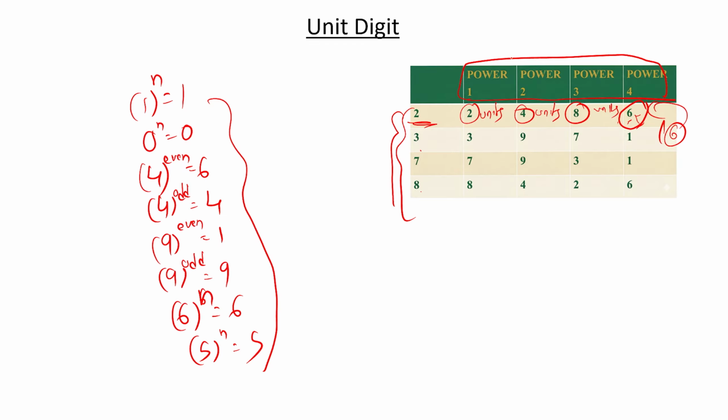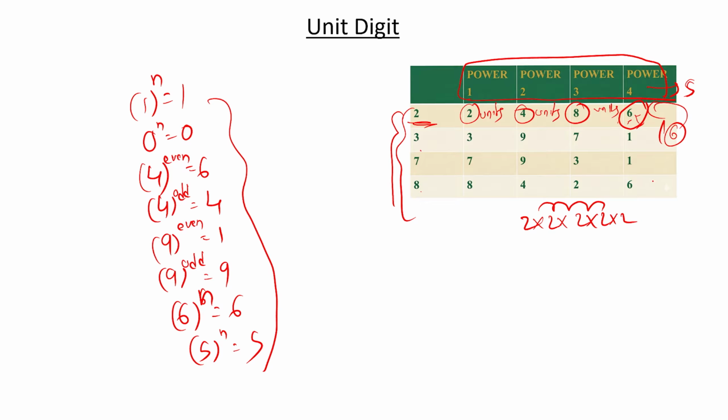Okay, I wrote it up to here, but let's say in case the value increases, that means we get power 5, then what? We can't calculate, right? That means you need to do some rough calculations, 2 into 2 into 2 into 2 and calculate this. It's going to be difficult.